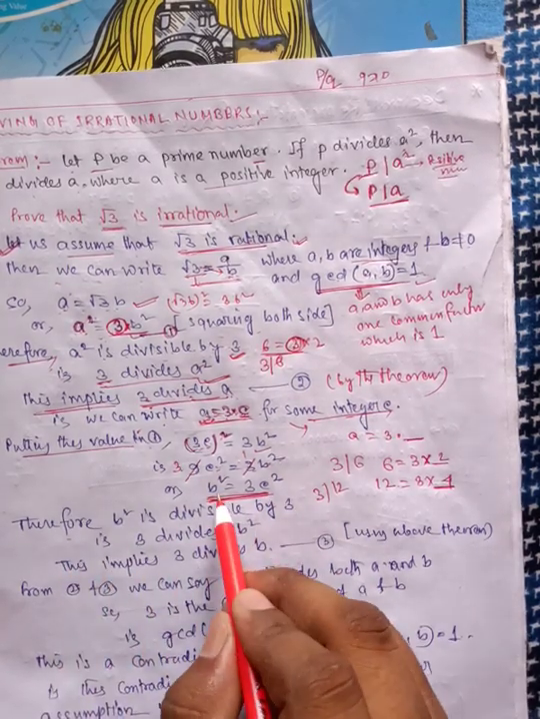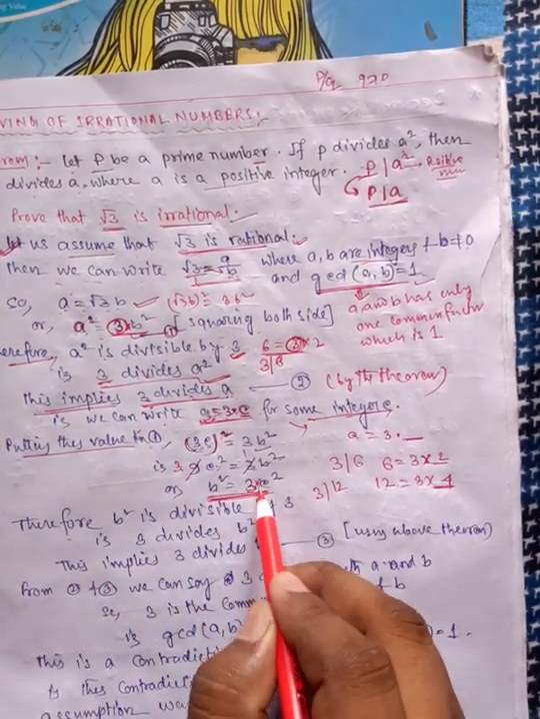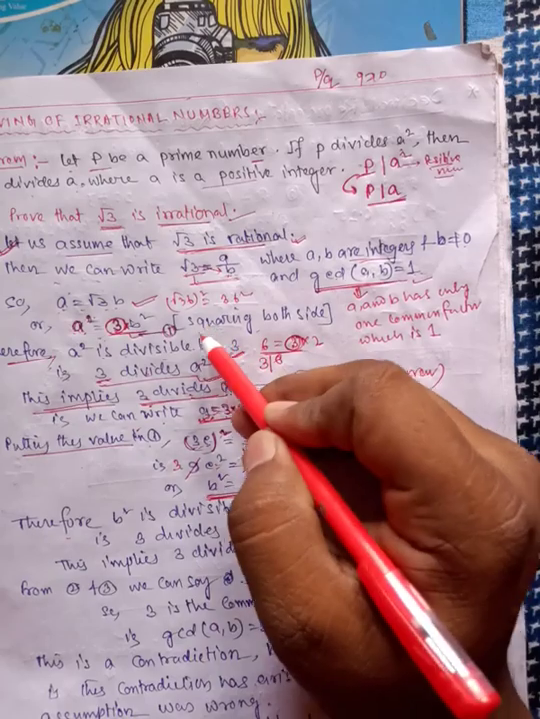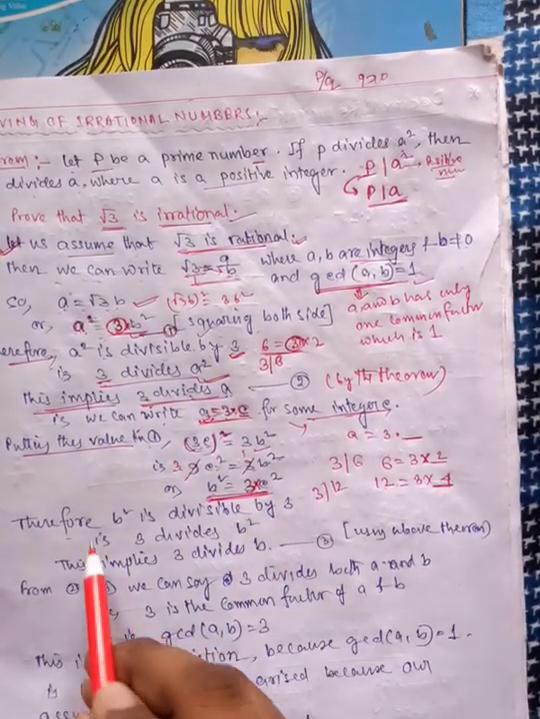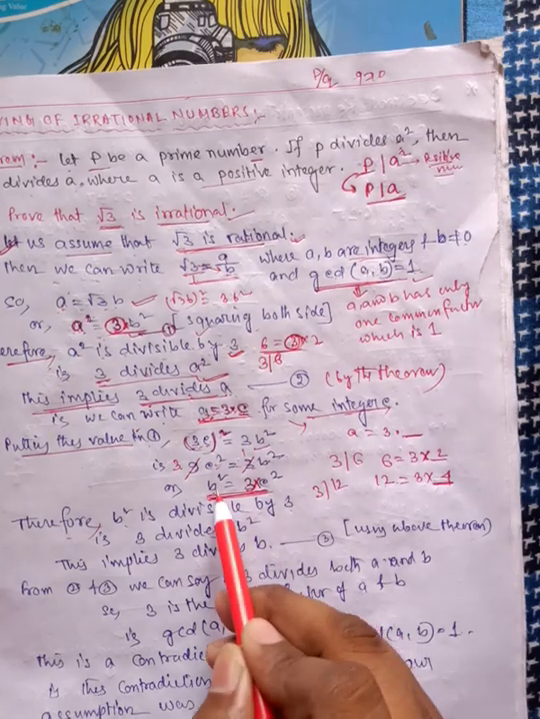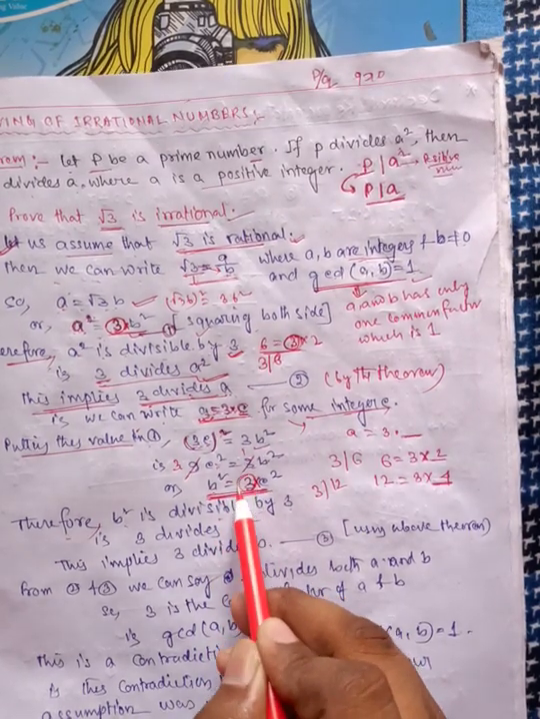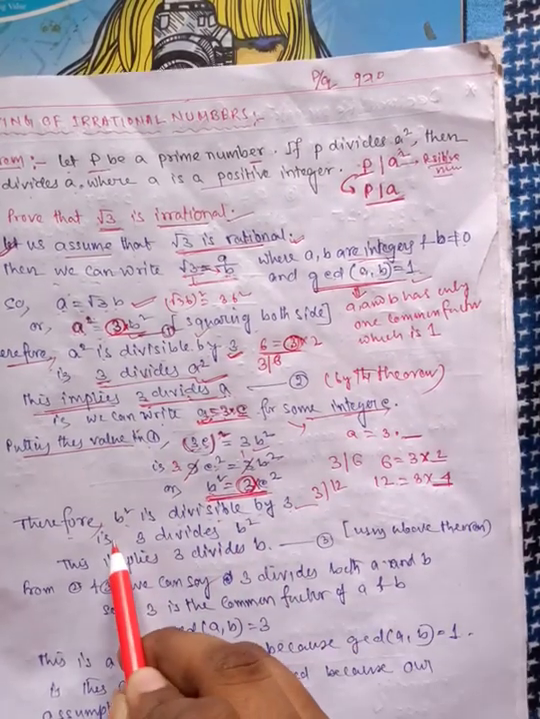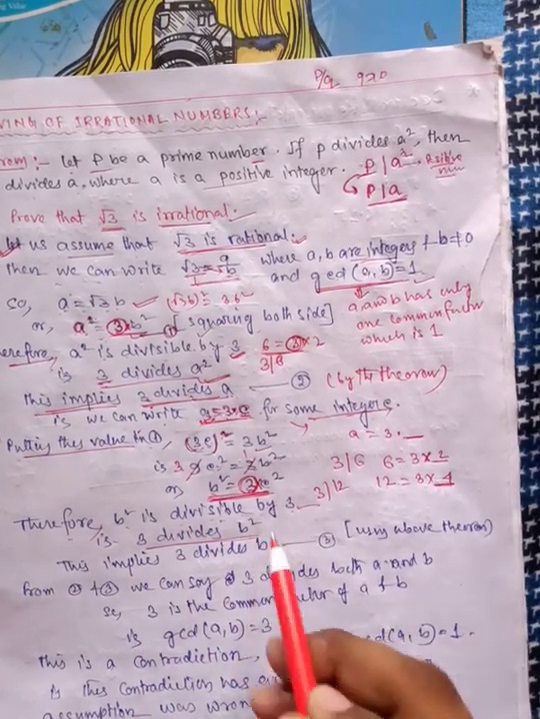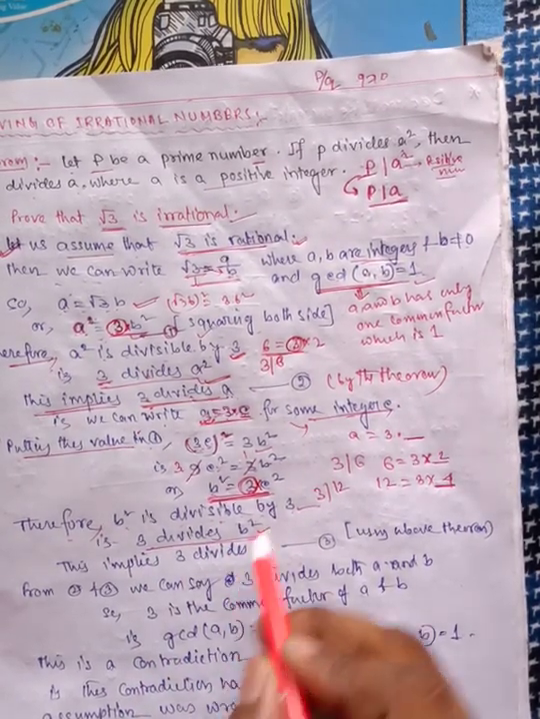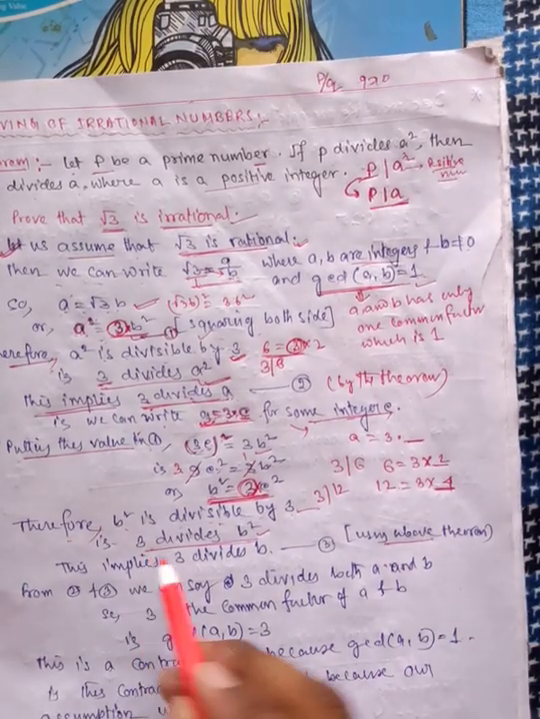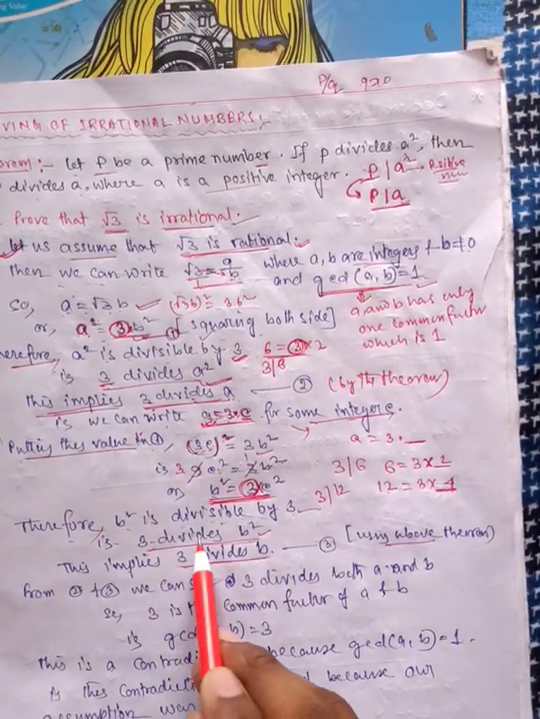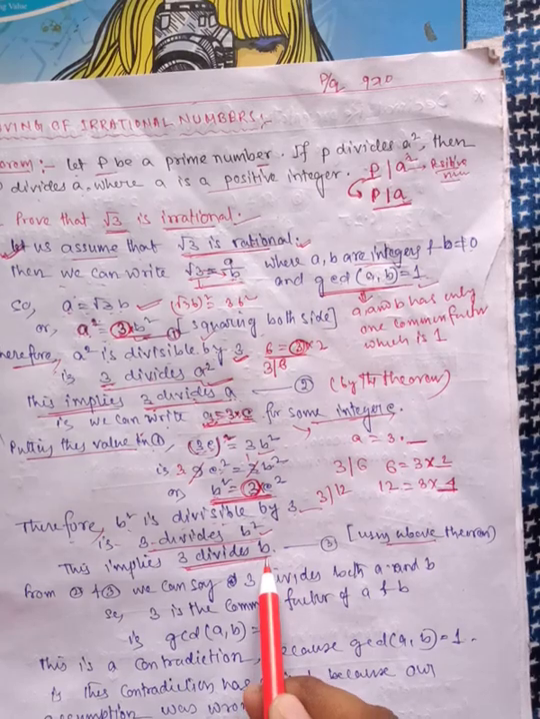Therefore b square contains a prime factor 3. In a similar manner we can say b square is divisible by 3, because the prime factorization of b square contains the prime factor 3. So 3 divides b square. Again by the above theorem, if 3 divides b square, then 3 divides b.